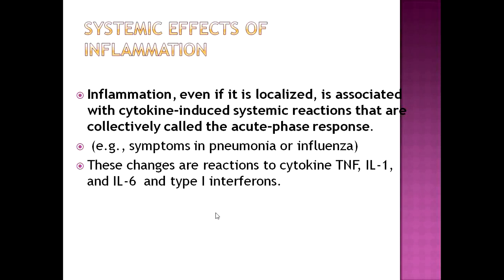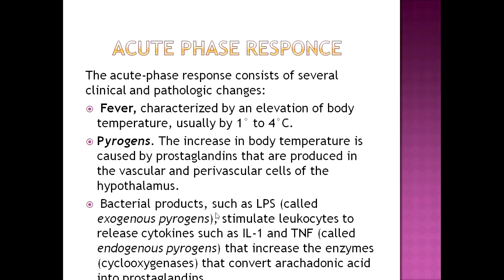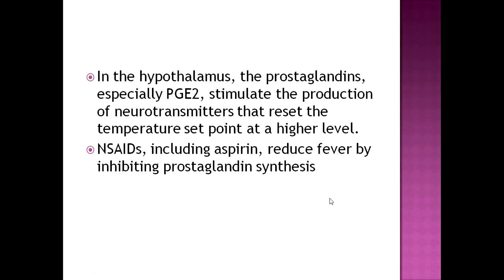Talking about systemic effects of inflammation. Inflammation, even if it's localized, is associated with cytokine-induced systemic reactions that are collectively called acute phase responses. These changes are reactions to the cytokines TNF, interleukin-1 and interleukin-6. Fever is characterized by elevation of body temperature, usually by 1 to 4 degrees centigrade. It's caused by endogenous or exogenous pyrogens. Endogenous pyrogens are TNF and interleukin-1 secreted by leukocytes, while exogenous pyrogens are lipopolysaccharides of microbes.